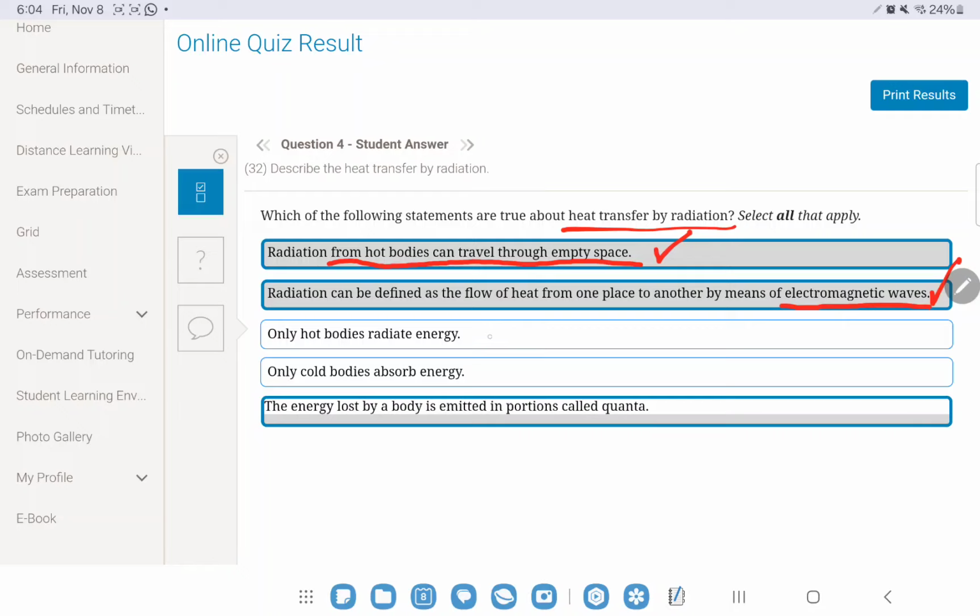Only hot bodies emit radiation? No, all types of bodies emit radiation. That's why the one after it is also wrong. The energy lost by a body is in portions called quanta. We say heat is quantized, so the small heat packets are called quanta. So this is right.